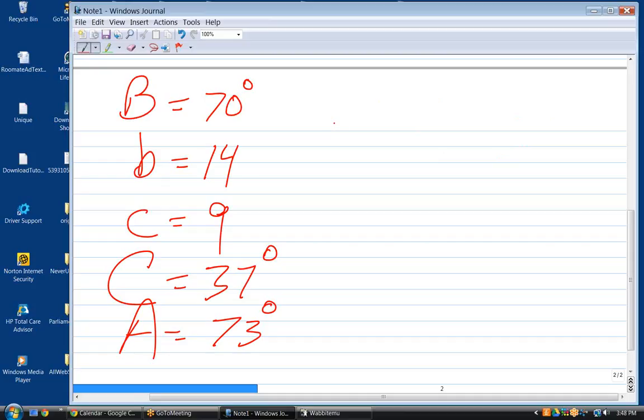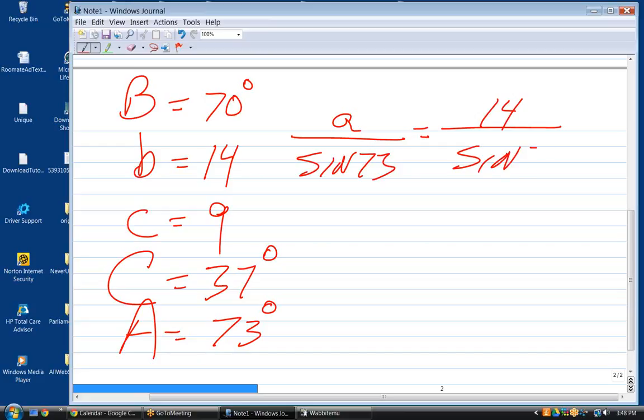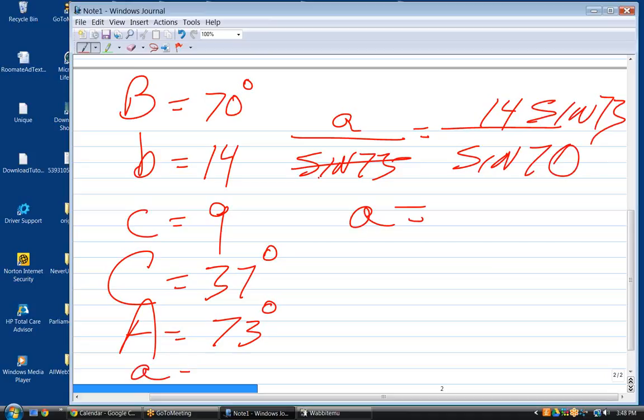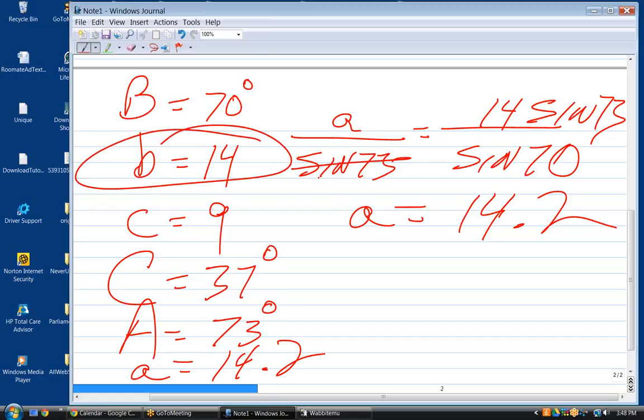What's the only thing we need? Side A. Okay, so what's the equation? A over sine 73 equals 14 over sine 70. So A is equal to that. What number is that? Should be about 15. Yeah, it's 14.2. 14 point what? 2. I knew it had to be slightly bigger than side B because 73 degrees is slightly bigger than 70. All right.